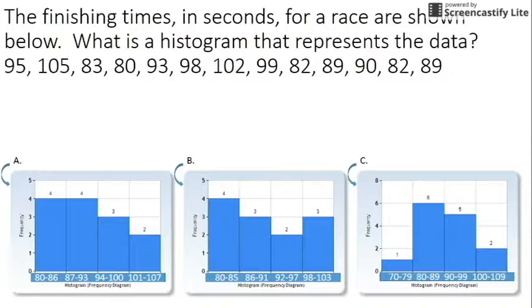Okay? All right, so here's your next question. The finishing times in seconds for a race are shown below. What is a histogram that represents the data? Okay, so, one thing you should notice in C, it goes from 70 to 79. There are no numbers in the 70s, so C is right out. In A, 87 to 93, we only had 3 numbers here that were between 87 and 93, so A is out. B is the only one that correctly identified the correct frequencies for each of those ranges.